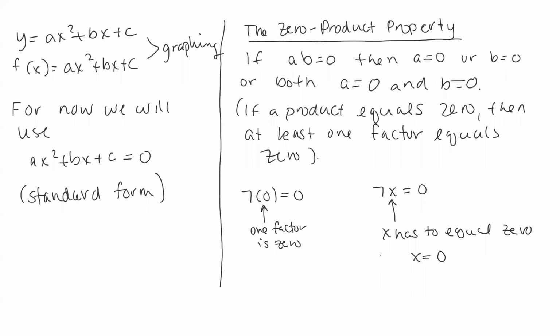And this becomes huge for us in this particular concept. So what we're going to look for is a quadratic equation that we can break down to the point where it is written as a product of factors equal to 0. And if that's the case, we can use this property really easily. So let me show you. We're going to use the zero product property to solve.